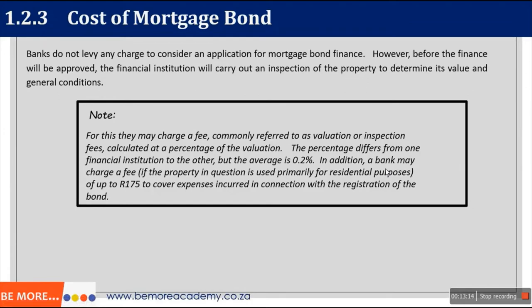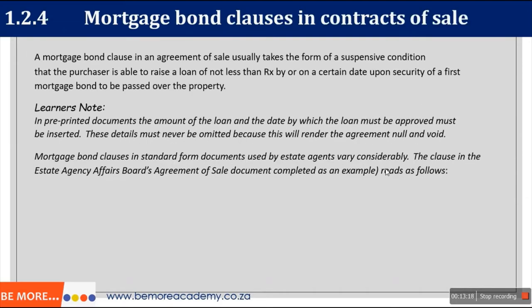Mortgage bond clauses in contracts of sale. The mortgage bond clause in an agreement of sale usually takes the form of a suspensive condition that the purchaser is able to raise a loan of not less than an X amount by or on a certain date upon security of a first mortgage bond to be passed over the property.